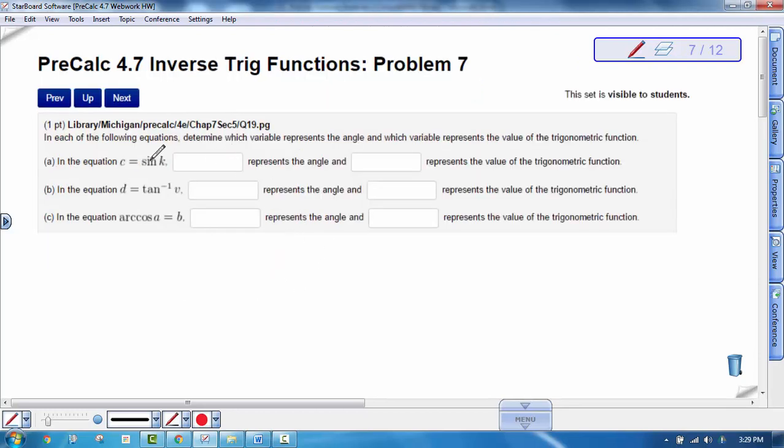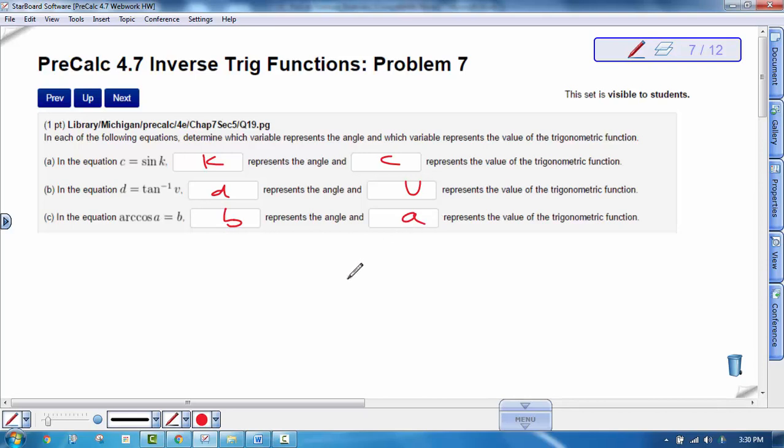Next problem is pretty easy. The sine of an angle equals a ratio or a value. So K represents the angle in this case, C represents the value, but when you do inverse, you switch them. So now this is the angle D, and V is the value of the trig function or the ratio. And arc cosine is the same. So the angle's on the other side here, and the ratio or the value is A.